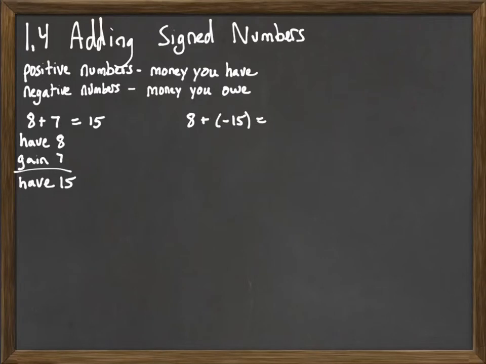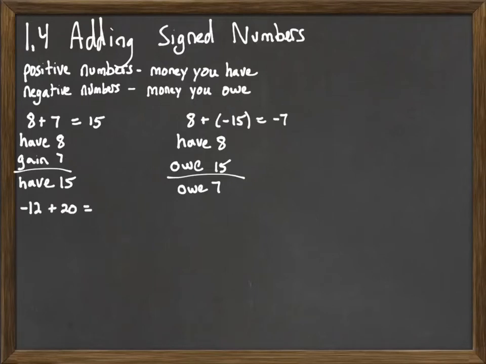So for instance, consider the problem here, 8 plus negative 15. We think of the $8 as money that we currently have. Now someone has given us a bill for $15. So we now owe $15. The question is, where are we at? Well, the $8 that we have is not enough. So we're actually going to be in debt $7. So 8 plus negative 15 will actually be negative 7.